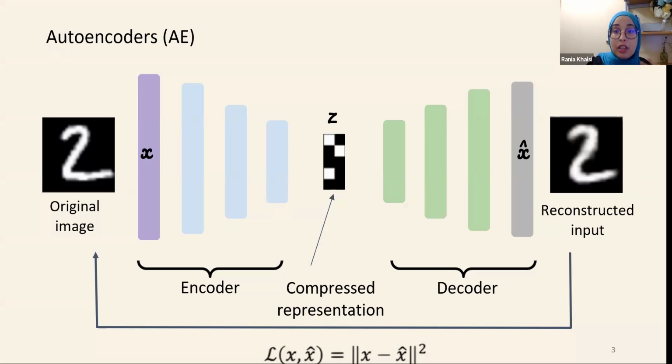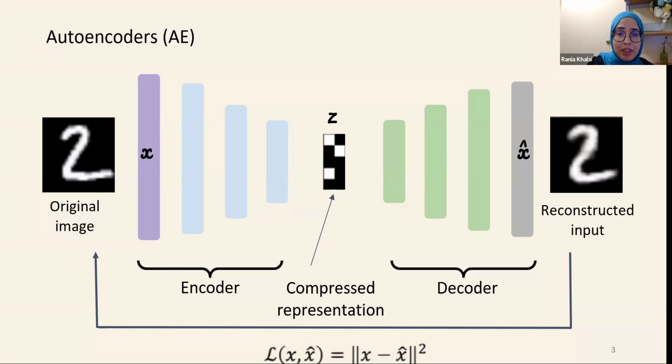During the training, the network minimizes the reconstruction loss, which measures how close the reconstructed image is to the original. The loss is like the square difference between x and x hat. I mean the square difference between the original image and the reconstructed input. So the closer x hat is to x, the smaller the loss, okay?